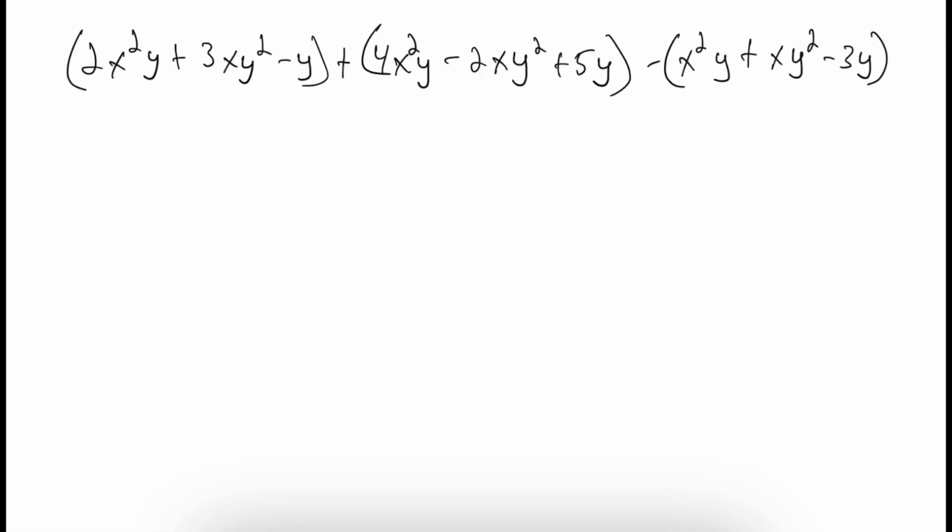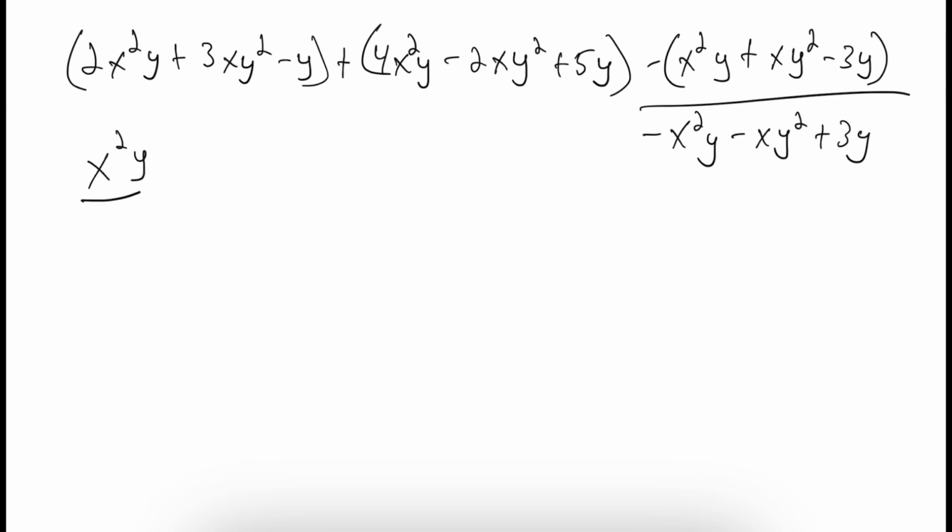Now we have 2x squared y plus 3xy squared minus y, all in parentheses, plus 4x squared y minus 2xy squared plus 5y, all in parentheses, minus x squared y plus xy squared minus 3y. So first we're going to change the sign in this one. So now we have negative x squared y minus xy squared plus 3y. So we'll make an x squared y column, an xy squared column, and a y column.